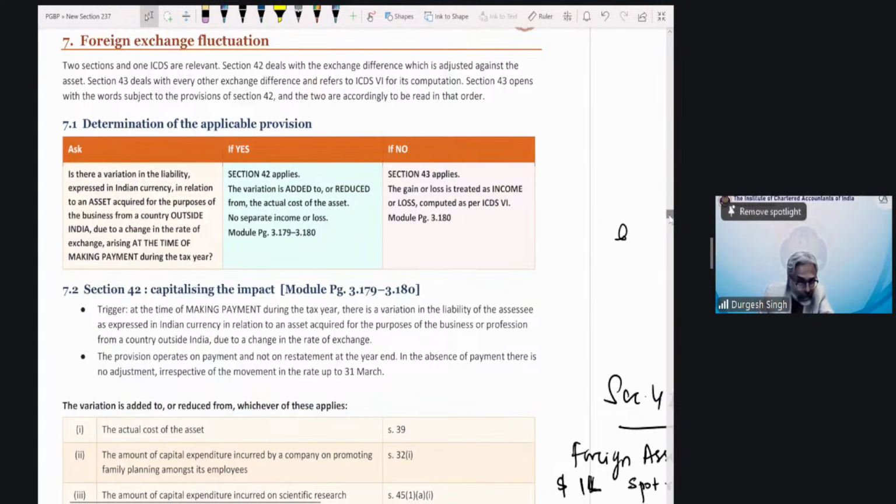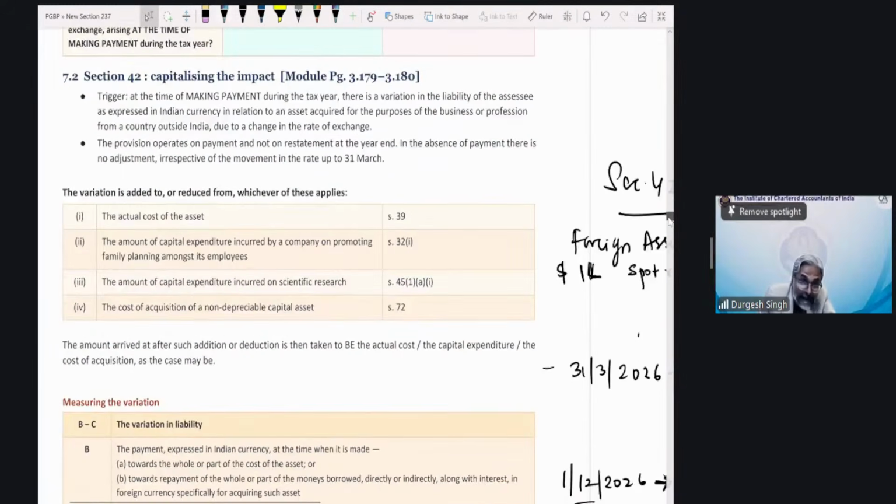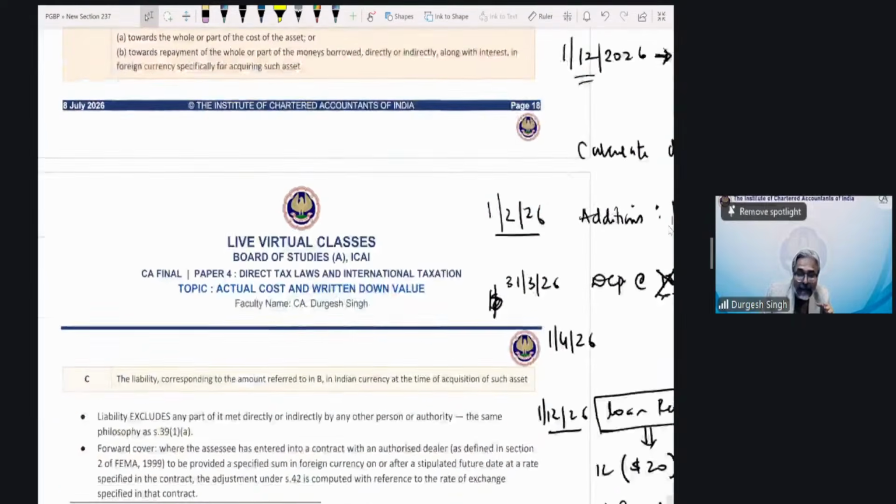But if at all the 42 conditions are not seen, the 42 situations are not seen, then it is 43, and 43 gives you the entry in your profit and loss account. Because the recognition, how to recognize? The recognition will be in the income or loss, that is the P&L account, and that will be as per ICDS 6. So I now got the mandate to enter into ICDS 6, students.